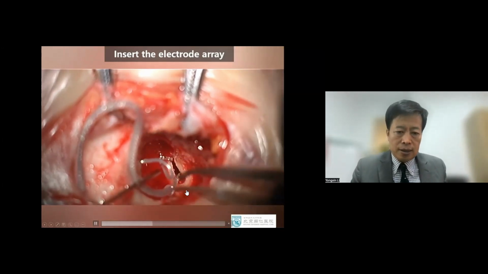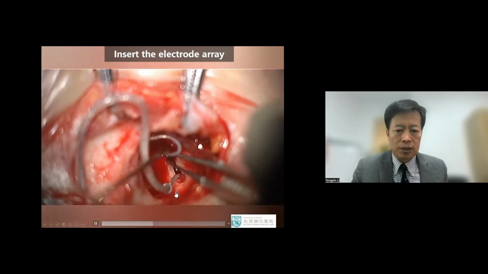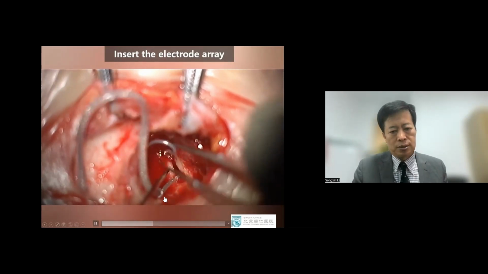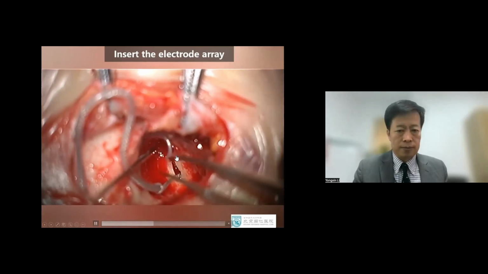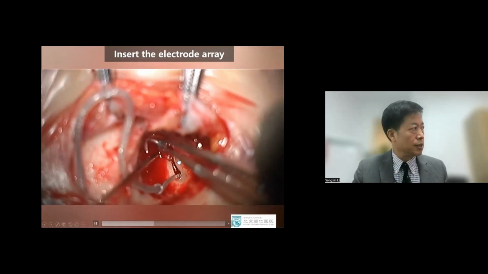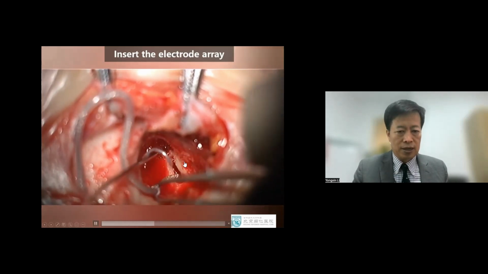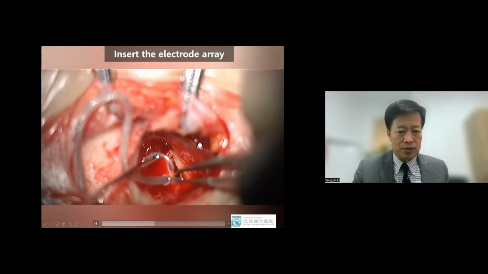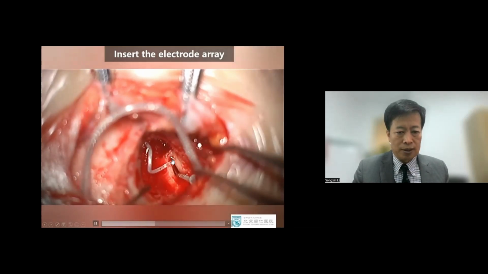This is the electrode. Yeah, put inside the electrode. So this is the wire. Well, the middle part of the electrode.